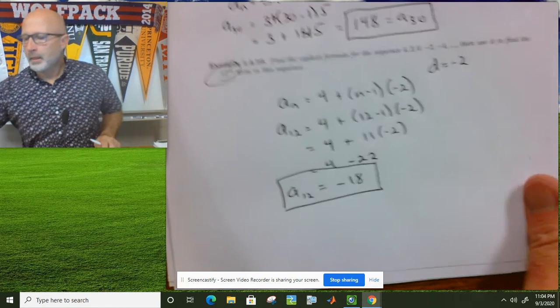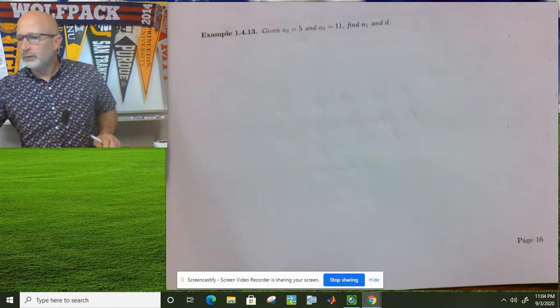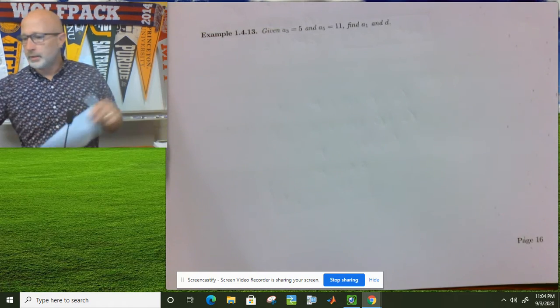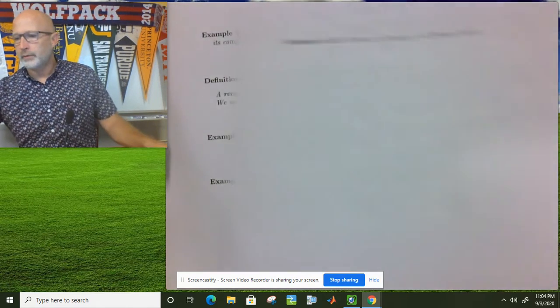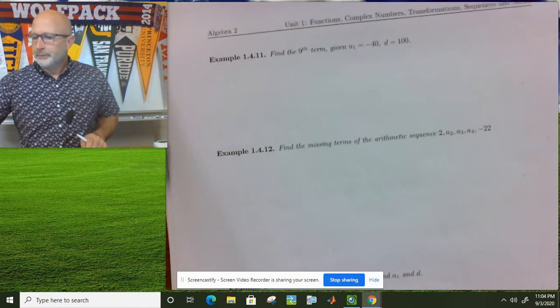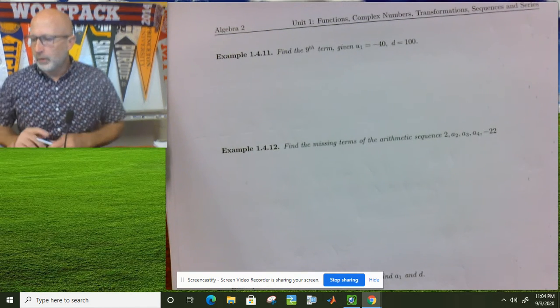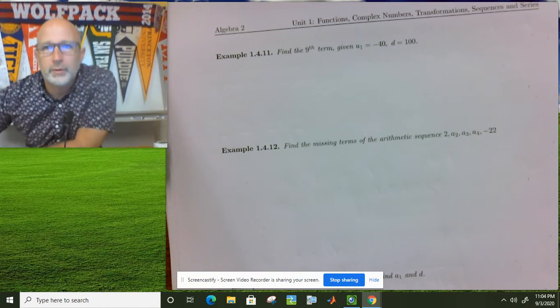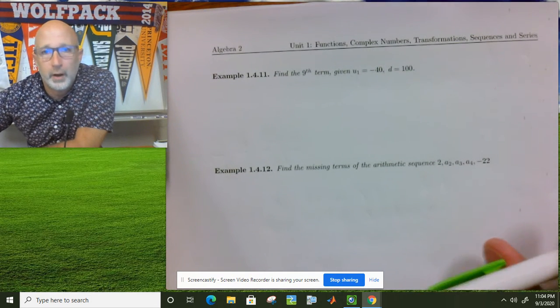Okay. Let's do something a little more challenging. Okay, we only got 3 questions left. So find the 9th term given that u1 is equal to negative 40 and d is equal to 100.